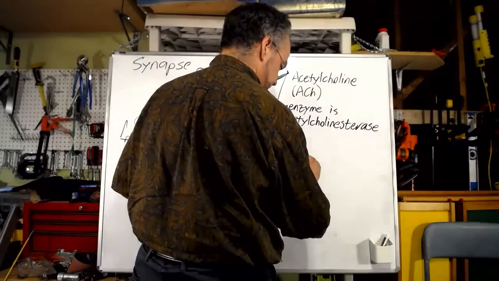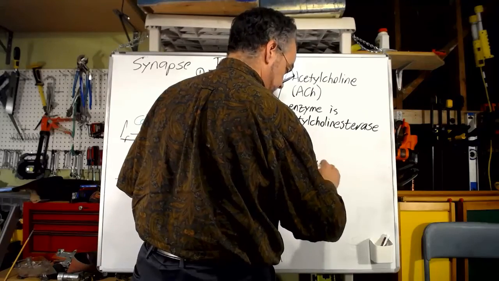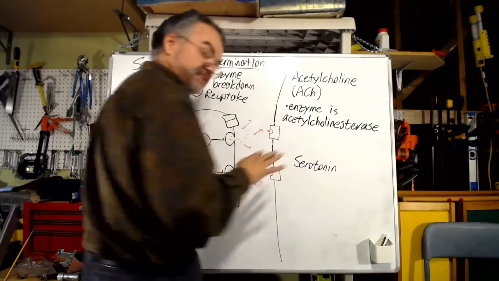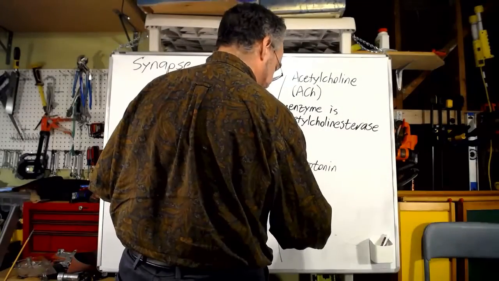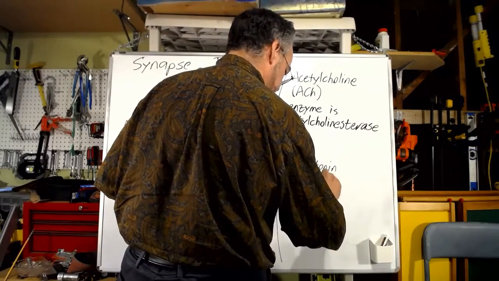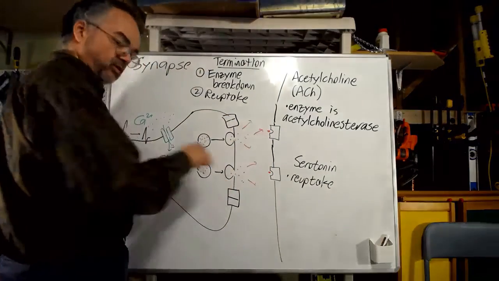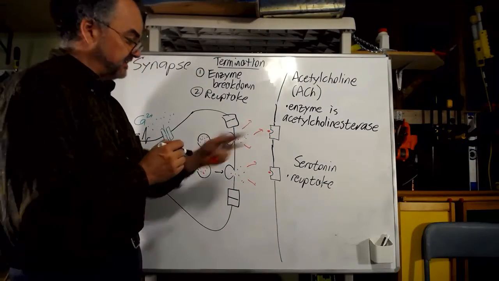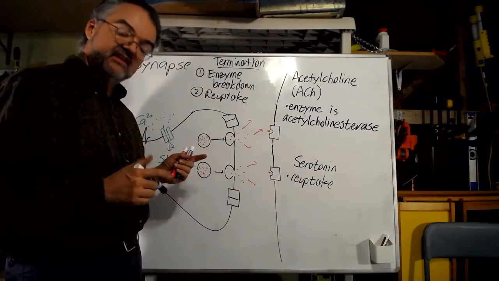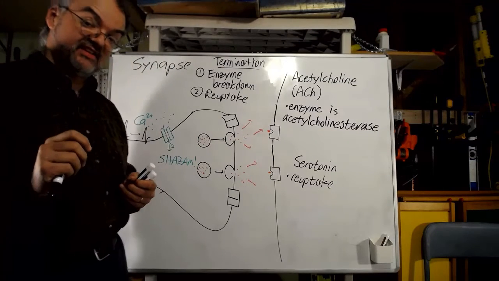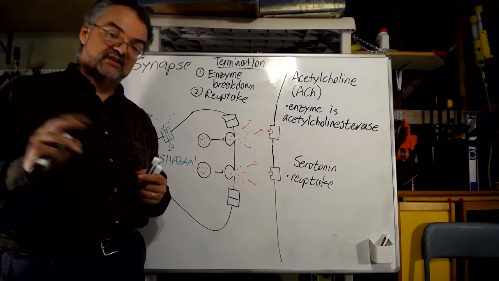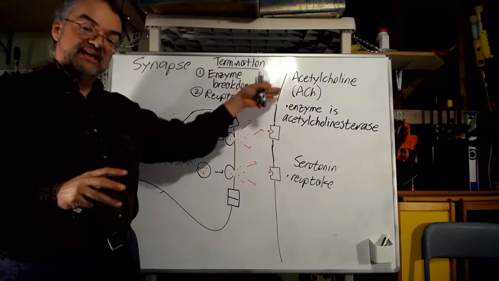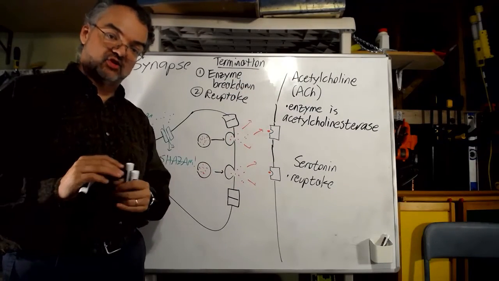Another neurotransmitter, serotonin, that's an example of a reuptake type. There are serotonin transporters on the presynaptic cell that take serotonin back in. The reason I use these as examples is because there are pharmaceuticals and other chemicals which work by interfering with these, by affecting this termination process.